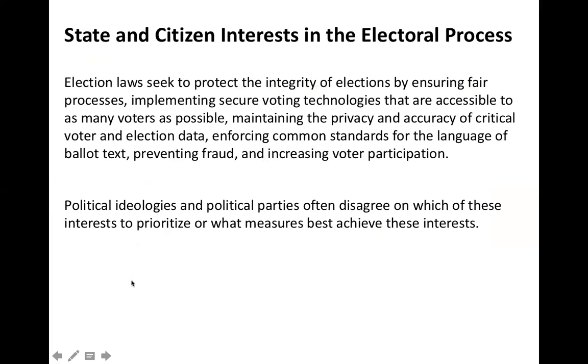So, state and citizen interest in the electoral process. Election law seeks to protect the integrity of elections by ensuring fair processes, implementing secure voting technologies that are accessible to as many voters as possible, maintaining the privacy and accuracy of critical voter and election data, enforcing common standards for the language of the ballot text, preventing fraud, and increasing voter participation. What does all that mean, right? Political ideologies and parties often disagree on where to prioritize these interests or how to best achieve them.